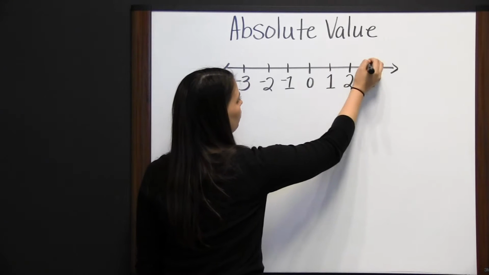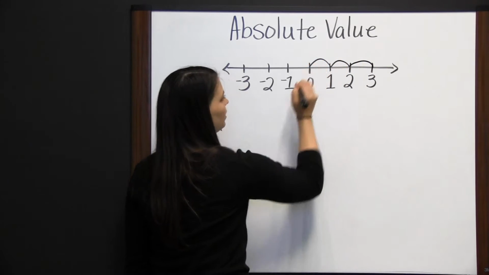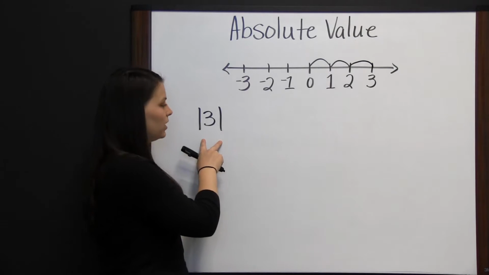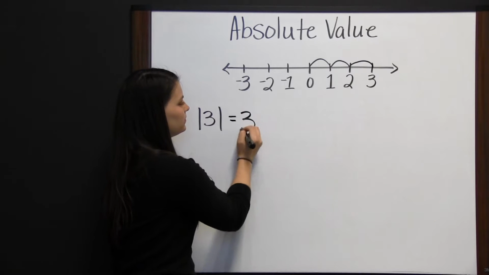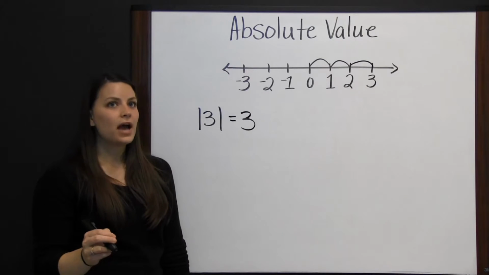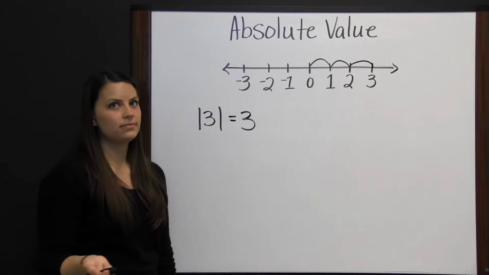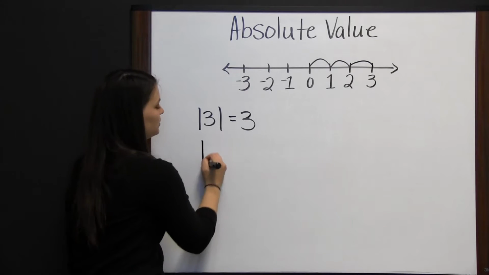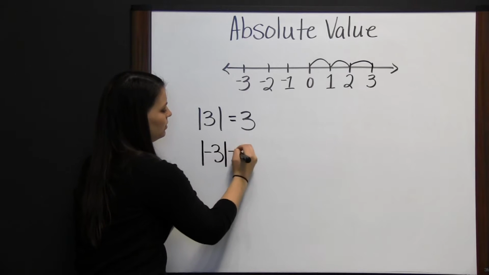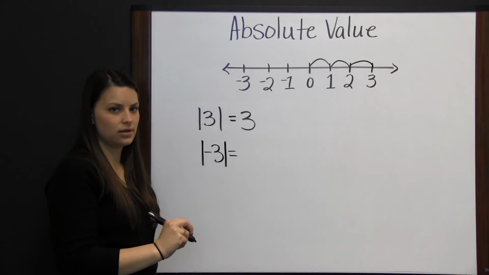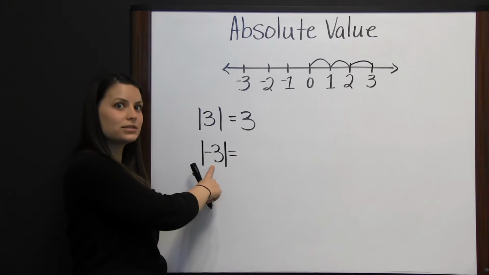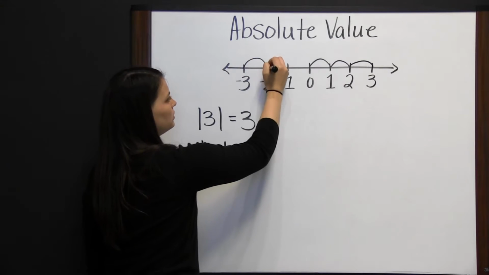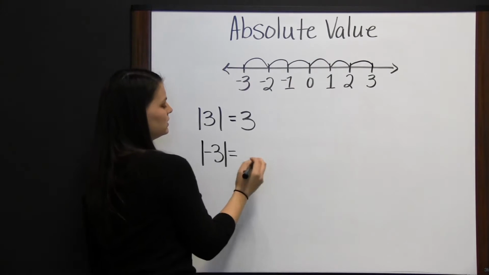3 is 1, 2, 3 places from 0. So the absolute value of 3 is 3. The absolute value of a negative number and its positive counterpart are the same. So the absolute value of negative 3 is also 3 because negative 3 is also 1, 2, 3 places from 0.